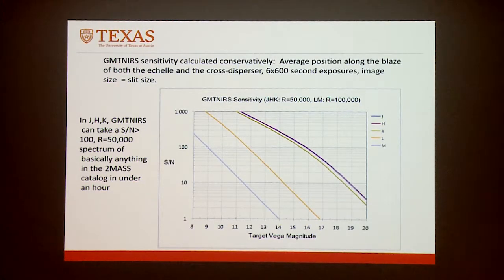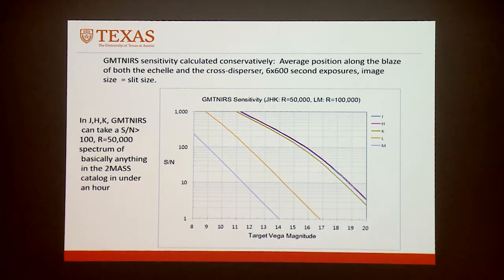The sensitivity shown here, this is an old chart, so it's got the wrong resolving powers on it, but it's approximately right. It shows you sensitivity as a function of wavelength for the different bands. So this is M, L, and then K, H, J here. And if you look at a signal to noise of 100, this is a fairly conservative estimate. So 600-second exposures, which is about the longest we like to use, for an image size equal to the slit size. That's actually an underestimate because the image is typically going to be smaller across the slit, so there'll be fewer pixels involved. And not calculated at the peak of the blaze of each order, but at an average place.